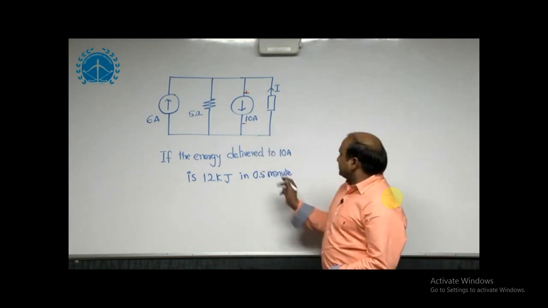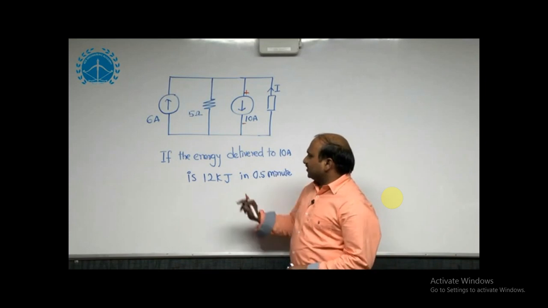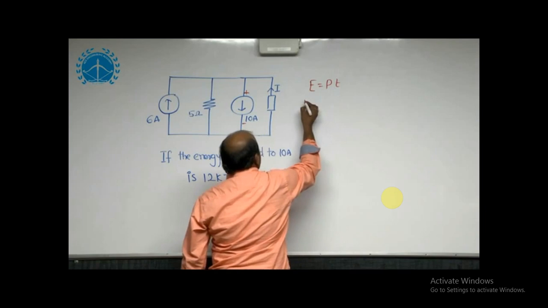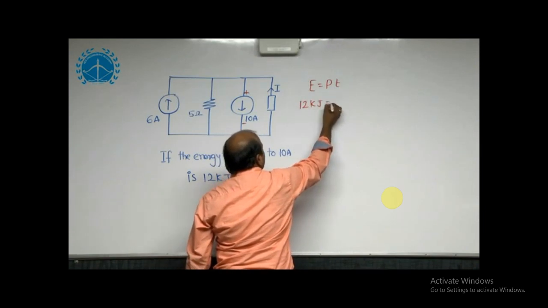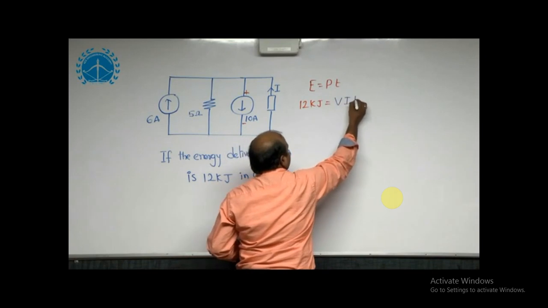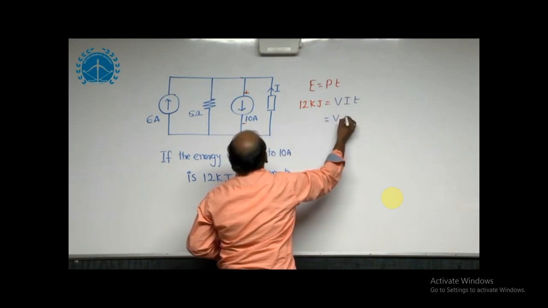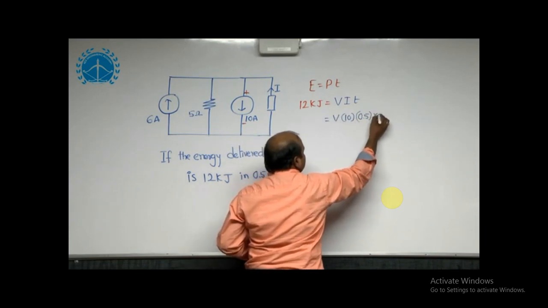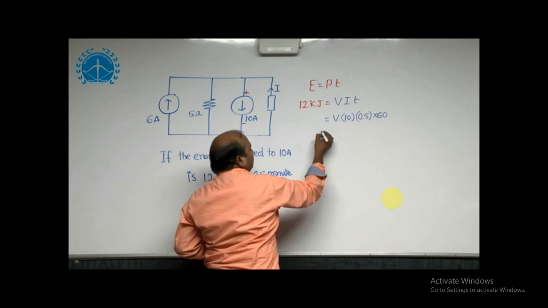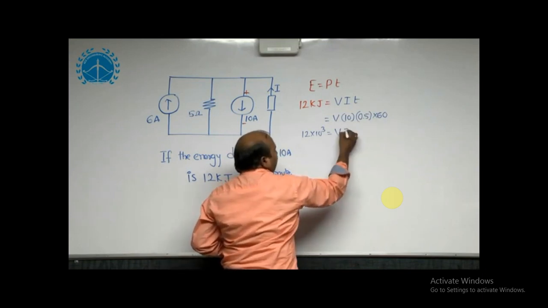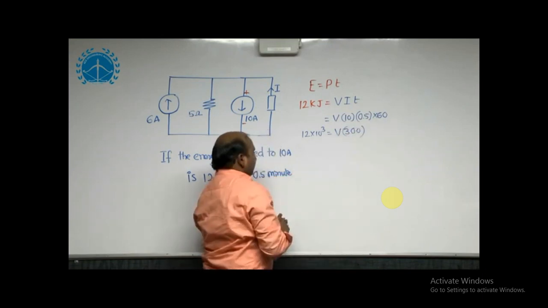Once you get this data, the 10 ampere source energy is equal to 12 kilojoules. You know that energy E is equal to power into time. Power is the product of voltage and current for a source. This is a current source, so we can estimate the voltage. Time is given as 0.5 minute, which is 30 seconds. With that, 12 into 10 power 3 is equal to V into 10 into 30, that is 300. From this, V is 40 volts.